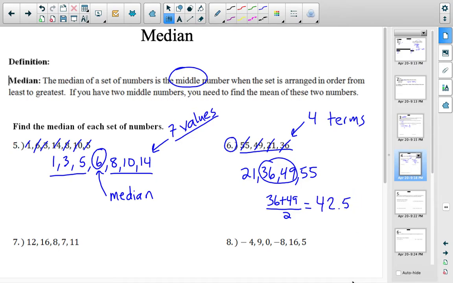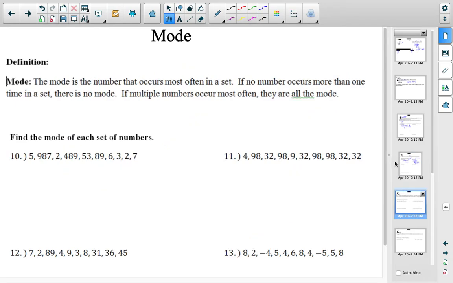And there's some other ways to do that too. You can see the difference between 36 and 49. We want basically the value halfway between. Well, there's a difference of 13. Half of 13 is 6.5, so you could just add 6.5 to this side, or subtract 6.5 from this. Either way, 42.5 for the median. Okay. Next, we go to mode.